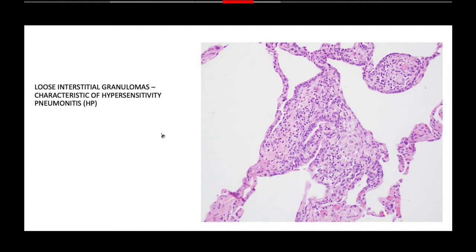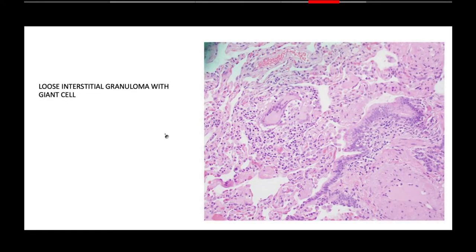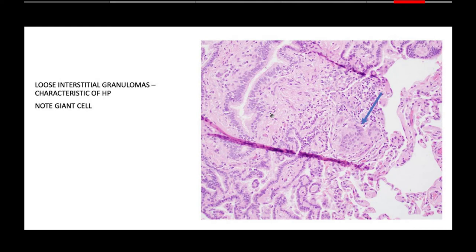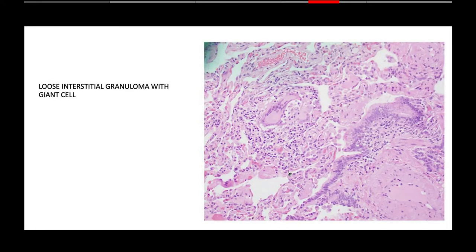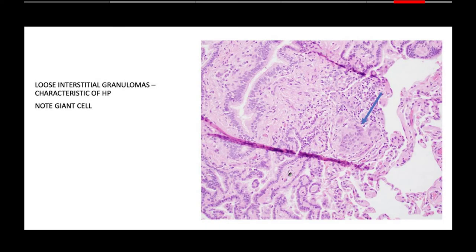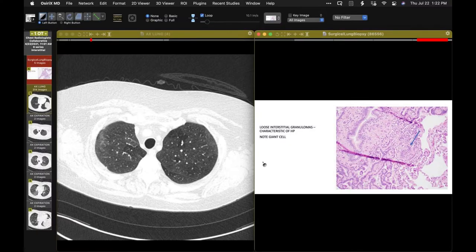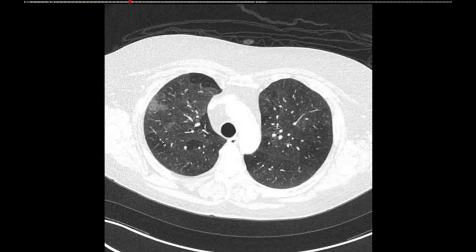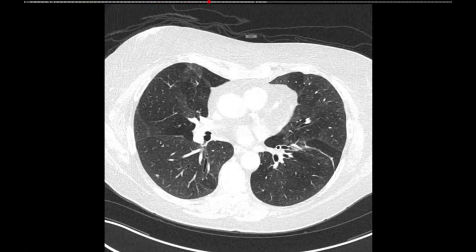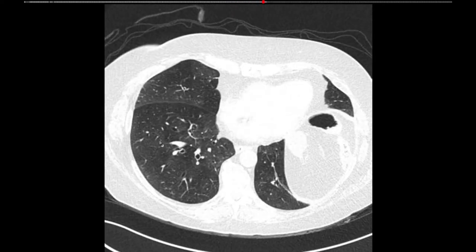But we do have very nice granulomas. Here are some of them. The loose interstitial granulomas, typical of HP. Here is more of the same with even a giant cell. Arrow points to the giant cell. We have the bronchiolar metaplasia. We've got the other so-called loose interstitial granulomas. So a super nice typical case of non-fibrotic HP. Would anyone have suggested, just based on the pattern alone, anything else? I think this is very typical for it.